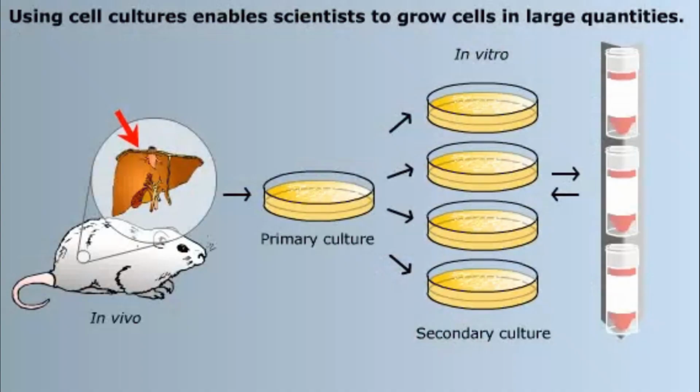Under certain conditions, most animal and plant cells can grow and divide in laboratory culture dishes. Cultures prepared directly from the tissues of an organ are called primary cultures. Cells from certain primary cultures can also be divided into multiple secondary cultures. This process can sometimes be repeated for weeks, months, or even longer.